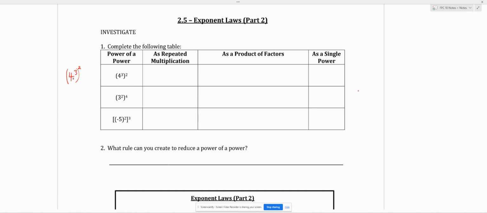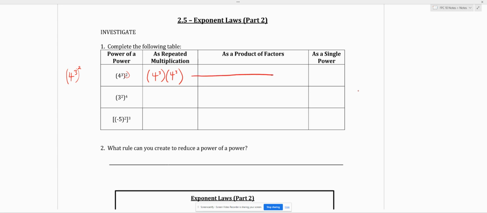Okay. And so when we have a power to a power, we can write that in repeated multiplication, because all this is saying is take 4 to the 3 and multiply it by 4 to the 3 again, because squared means multiply it twice. So I'm going to write that first as 4 to the 3 multiplied by 4 to the 3. And again, I have two of them because of this 2 right here. Well, I'm not going to do this big long step.